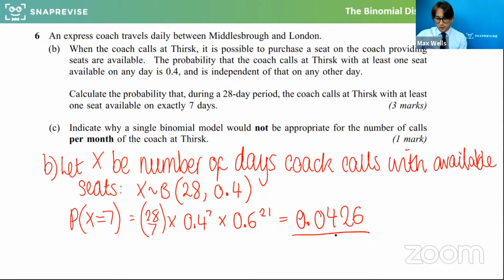Okay. Then it says, just for 1 mark, indicate why a single binomial model would not be appropriate for the number of calls per month of a coach at Thirsk. What do you guys reckon for that? What would we comment for the 1 mark there? Why couldn't I just use this model for every month? What is the problem? Why doesn't this fit the binomial scenario? Why couldn't I go, I've just worked it out for 28 days, so I could just always use that? What is the problem with using this binomial model to be representative of all months per month? Let me know in the chat.